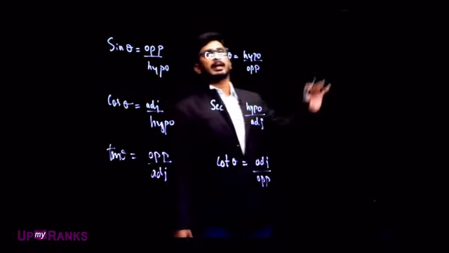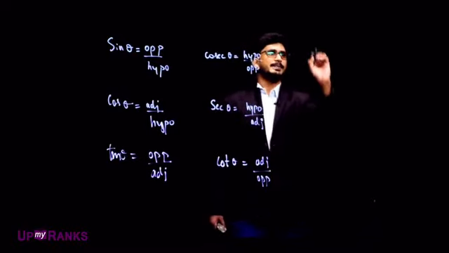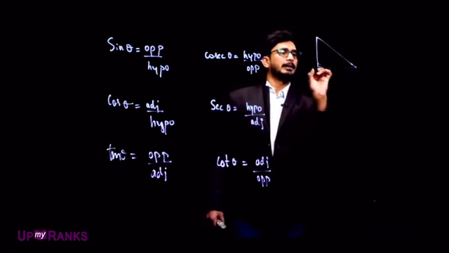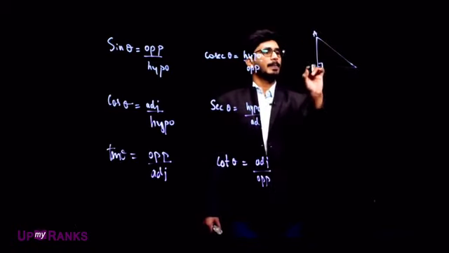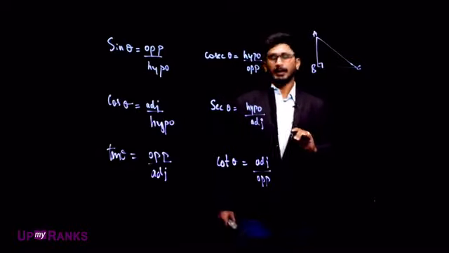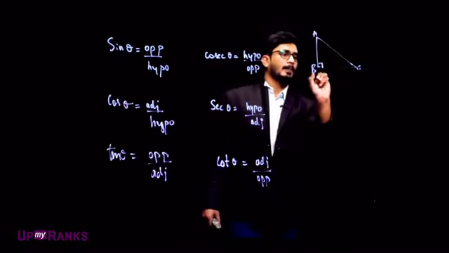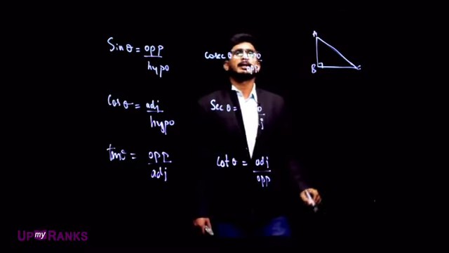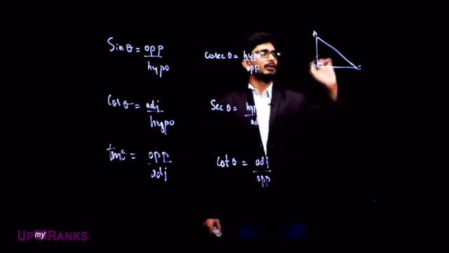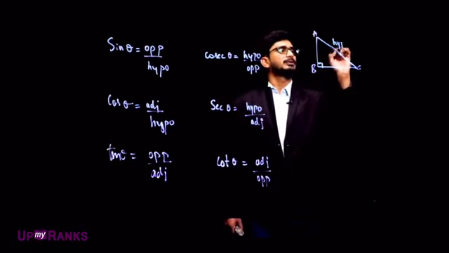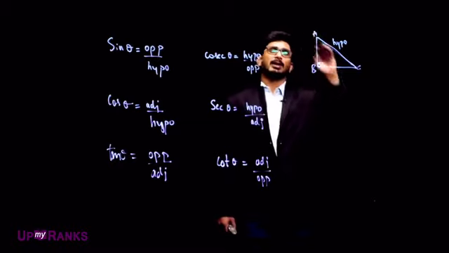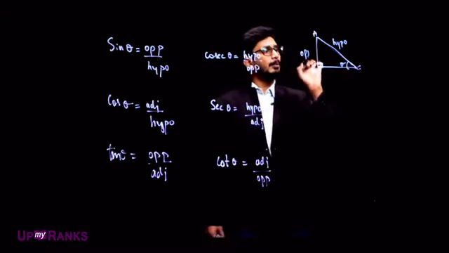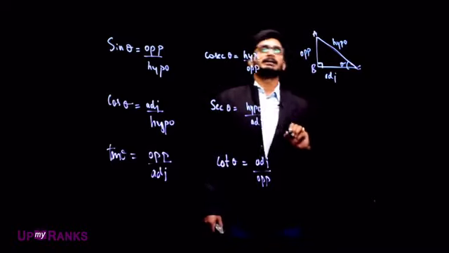So if we name the triangle a right angle triangle ABC, right angled at B. So if I tell this is a right angle, which means the side opposite to it will be the longest side, which is the hypotenuse, and if I tell this is theta, then this will be our opposite side and this will be our adjacent side.